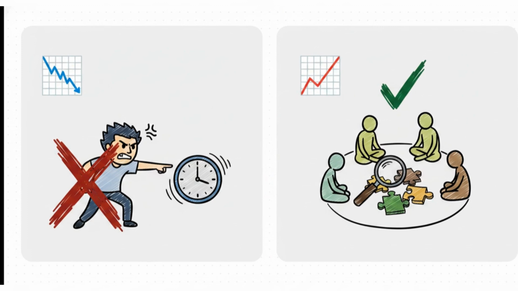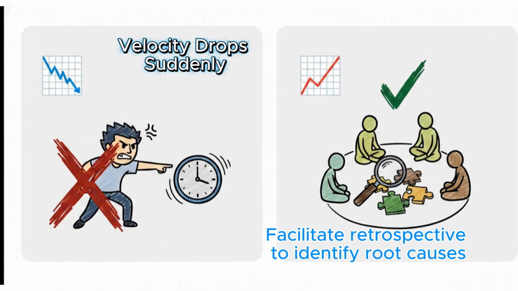Think about it. When velocity drops for 3 consecutive sprints, human nature kind of dictates panic. The lizard reflex, which is often presented as a really tempting trap on the exam, is to mandate overtime or ruthlessly replace low-performing team members. But the agile action? Stop. Take a breath and facilitate a retrospective to identify the actual root causes of the slowdown.